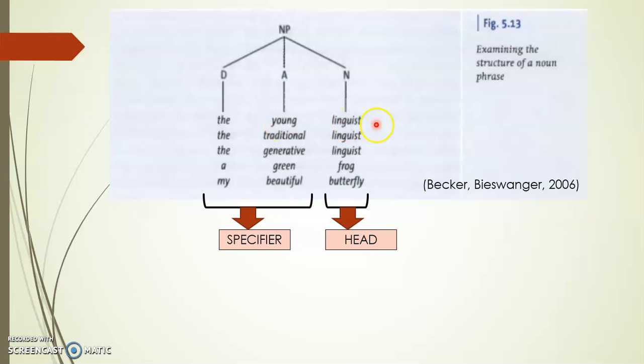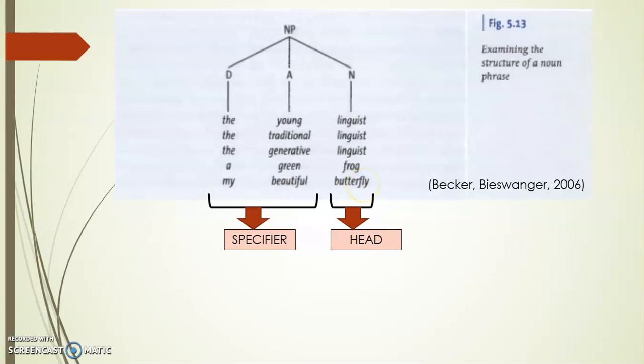Have a look at this case. We have the young linguist. This is another structure of a noun phrase: the young linguist, the traditional linguist, the generative, a green frog. So we have a specifier and a head.